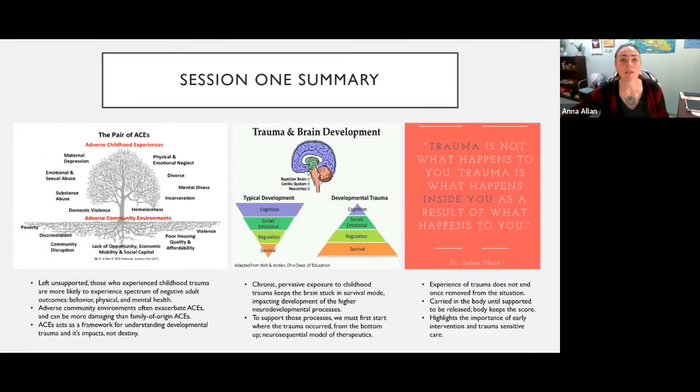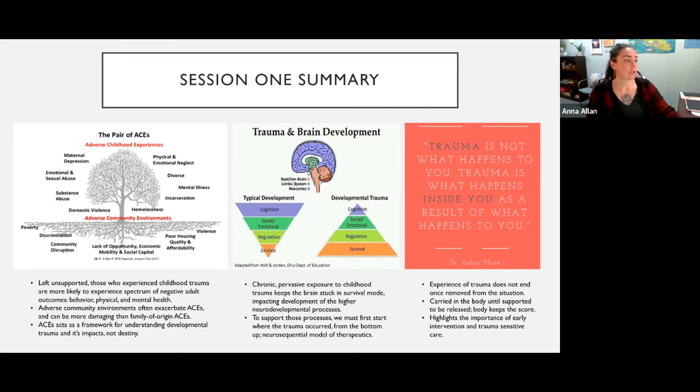Adverse childhood experiences or developmental trauma is not isolated just to the family of origin. When we think of childhood trauma, we think of substance abuse in the home, domestic violence, or emotional, physical, sexual abuse. There's that spectrum of traumatic experiences that we would assume a child may have experienced. But the other piece that's equally important to remember, if not more so, is that the community environment that child is being raised in has equal weight.